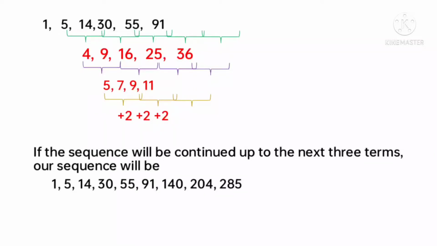So, as you can see, pag kinuha natin yung pangatlong difference ng sequence na ito, nag-a-add lang po siya ng 2. So, if the sequence will be continued after the next 3 terms, our sequence will be 1, 5, 14, 30, 55, 91, 140, 204, and 285. So, next.